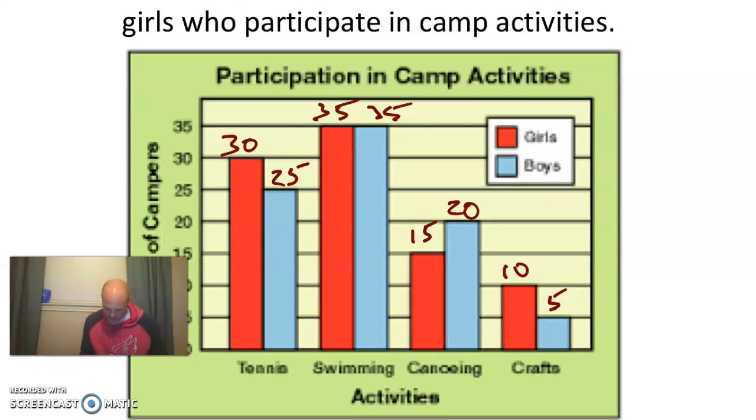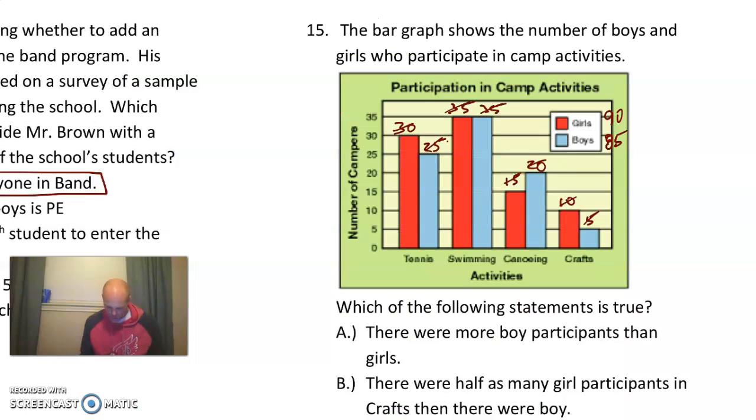All right, so boys, let's see here. 25 and 35 is 60. 60 and 20 is 80. 80 and 5 is 85. So there are 85 boys. It's 30 and 30, 65, 75, 85, 90. There are 90 girls. All right, so let's look at A. There were more boy participants than girls. No, that is false.